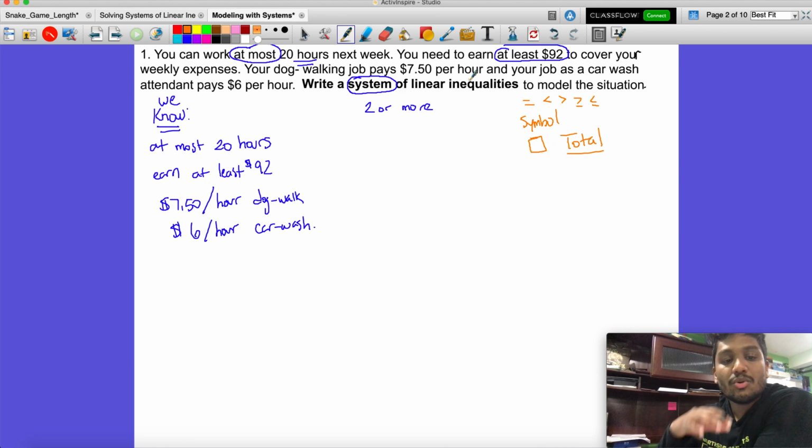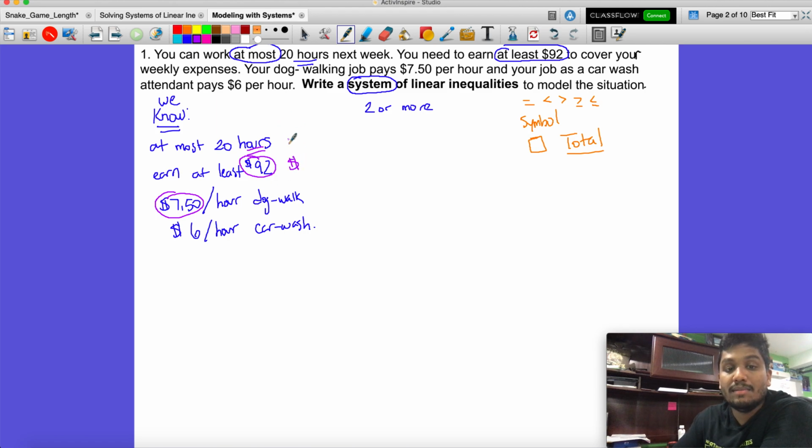As we're going through this, we need to identify what units are the same. That's what's important. So here we have hours. Here we have $92. Here we have $7.50 per hour. So this is time, this is money, and this is money. Which one of these represents a total? The 92 would represent the total, so I'm going to put that here. Now look at the word that came before that. He has to earn at least.